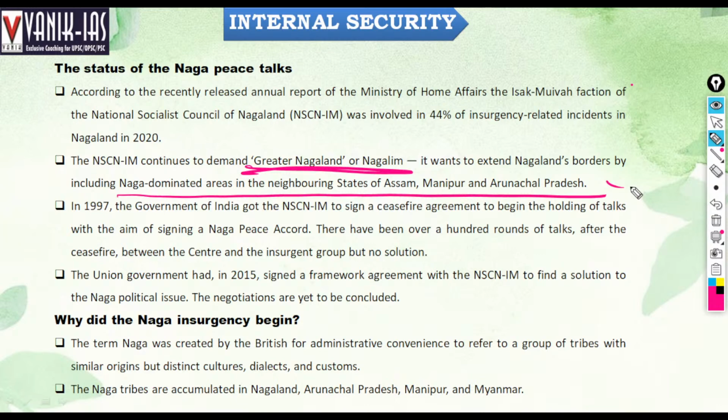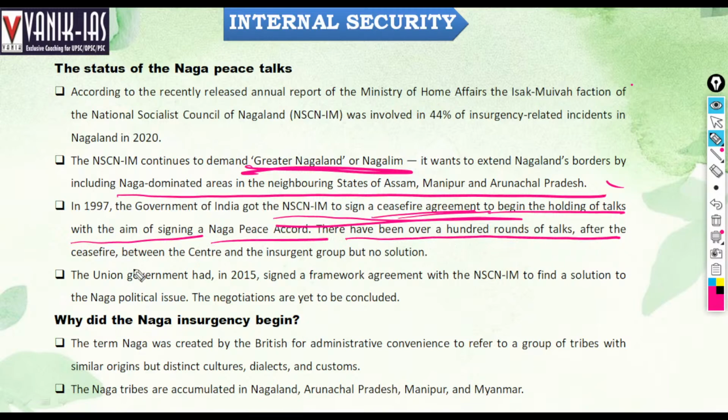The government of India got NSCN-IM to sign a ceasefire agreement. Earlier they indulged in terrorism, but now they are engaged in the ceasefire agreement to begin talks aiming at signing a Naga peace accord. There have been over 100 rounds of talks after the ceasefire between the center and the insurgent groups, but no solution.